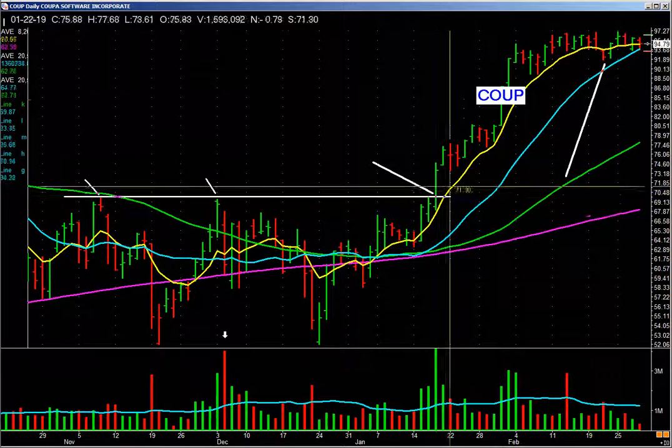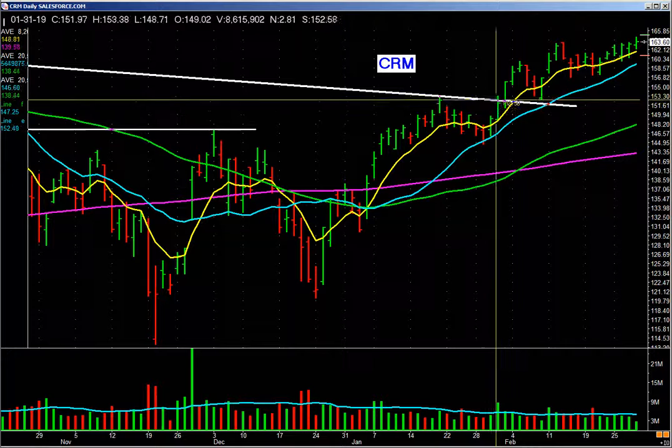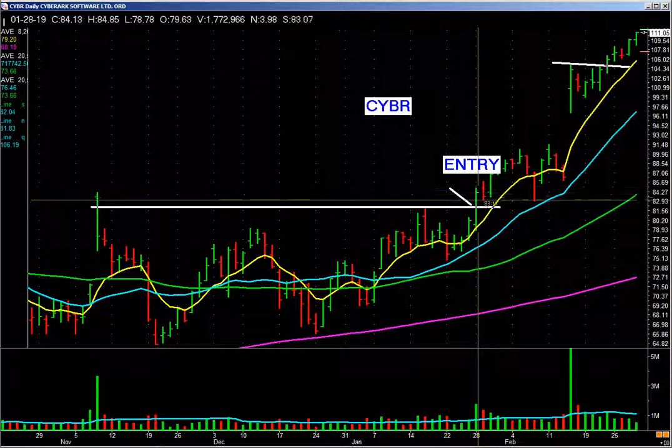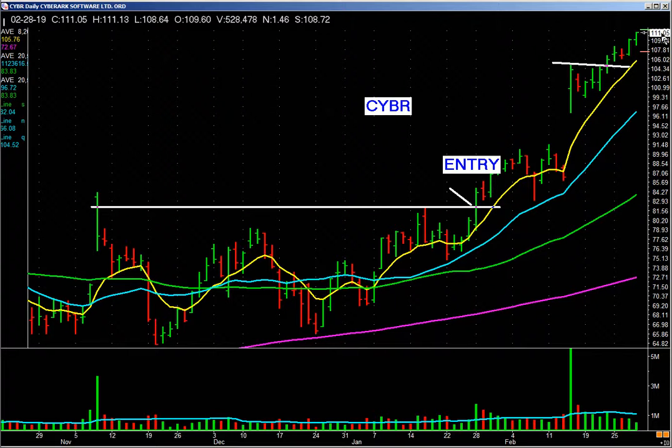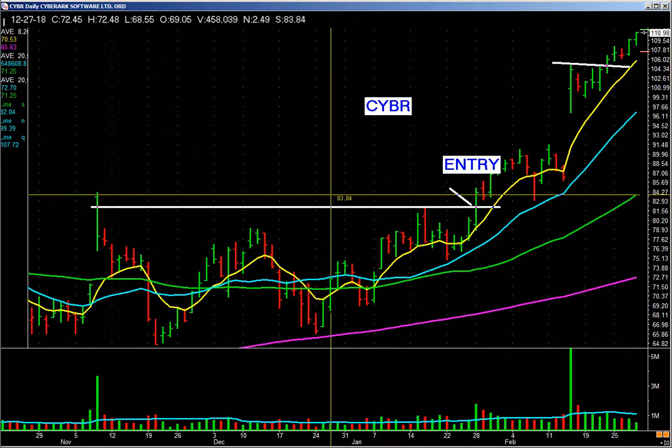Coop, entry right here. Just walking on up the moving average. Let it work. Salesforce.com, CRM, entry right here. Up over 10 points. Let it work. CyberArk, entry right there. Just let it work. Look, it's hitting highs for the move. Have I looked at an hourly chart on this today? Nah. 30-minute chart? Nah. Why? Don't need to. Just let it work.